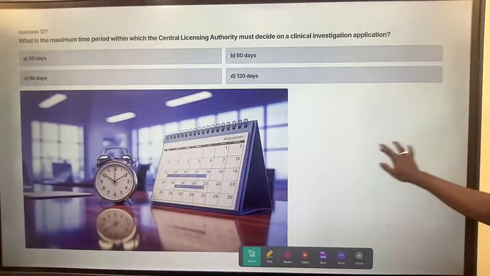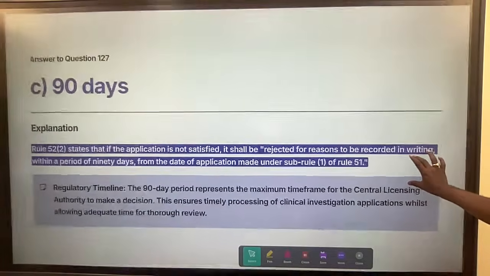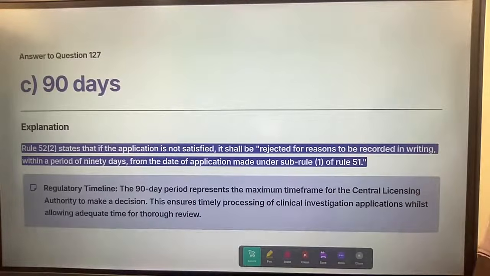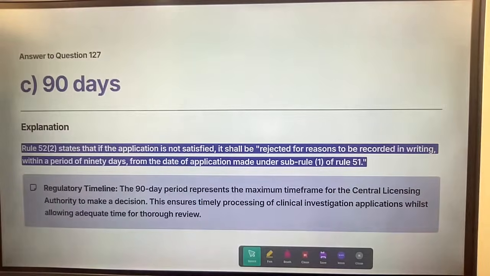Confusion, right? So how many days? It is 90 days. They should give the decision in 90 days itself. Rule 52, sub rule 2 states that if the application is not satisfactory, it shall be rejected for reasons recorded in writing within a period of 90 days from the date of application made under sub rule 1 of Rule 51. So the 90-day period represents the maximum time frame for the CLA to make a decision. This ensures timely processing of clinical investigation applications while allowing adequate time for review. 90 days is huge, and within those 90 days they can go for a decision.